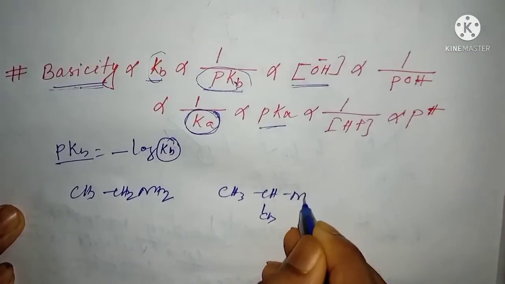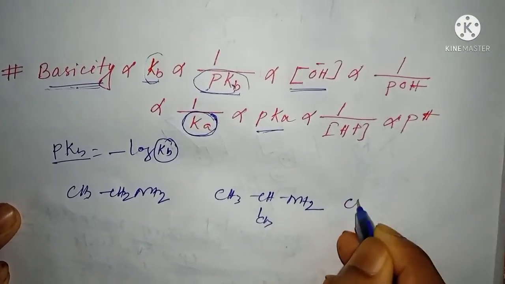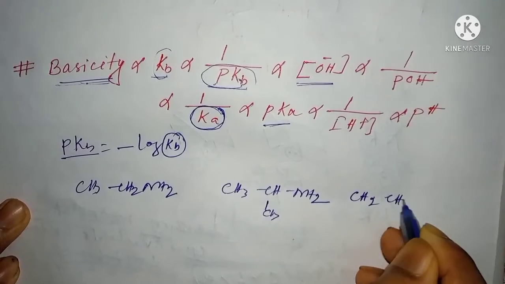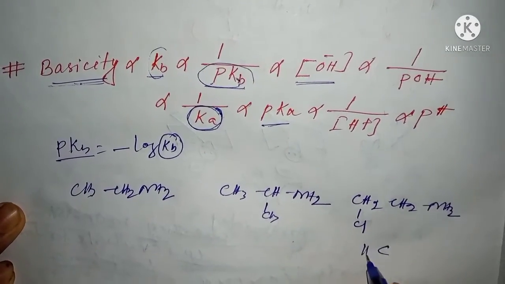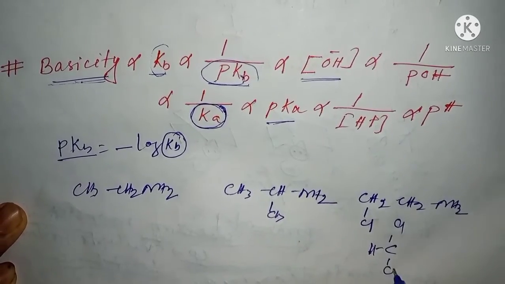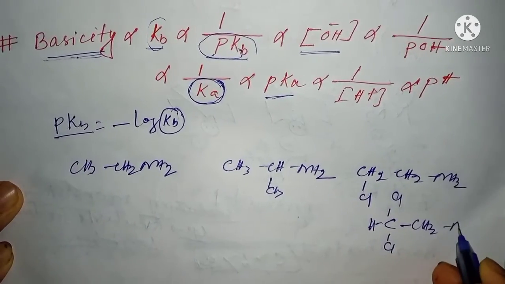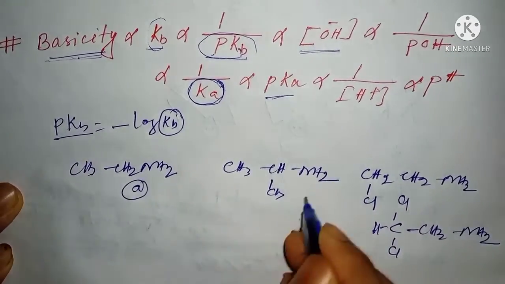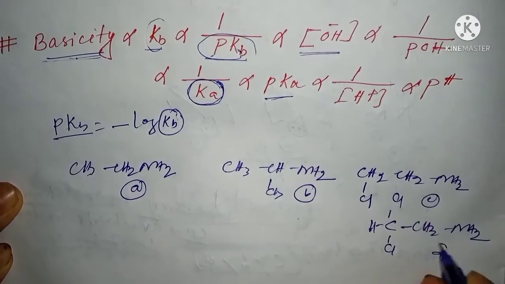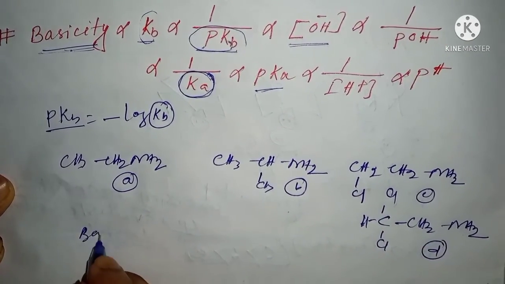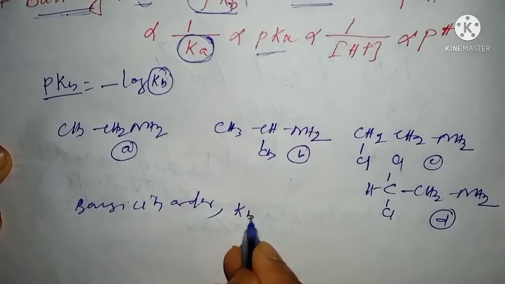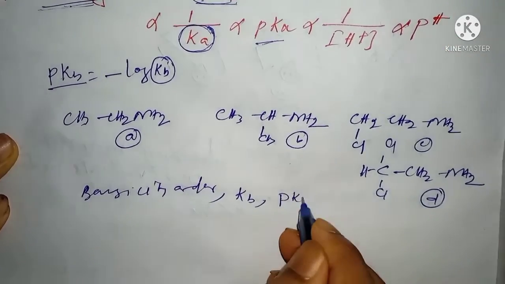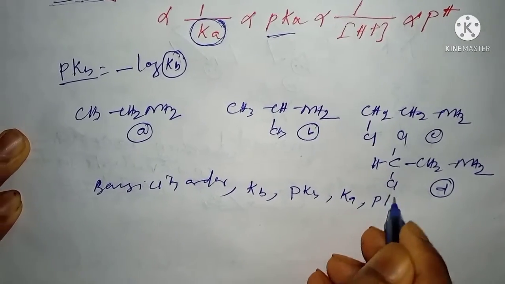Now for example: A is CH3CH2NH2, B is (CH3)2NH, C is CH2ClNH2 ... and D is CHCl2NH2. Suppose these are A, B, C, D. Now find the basicity order, Kb order, pKb order, Ka order, and pH order.